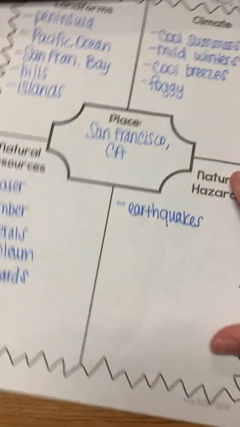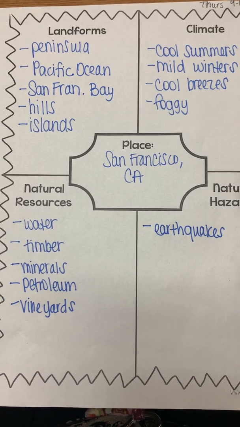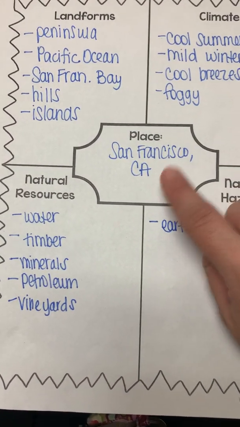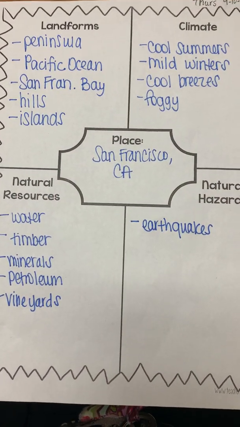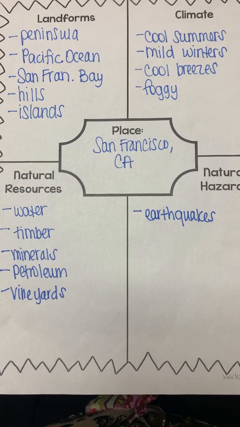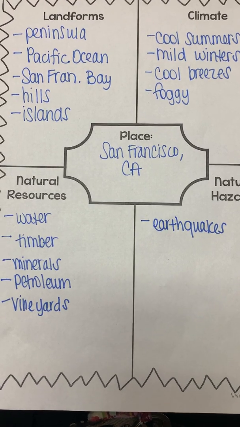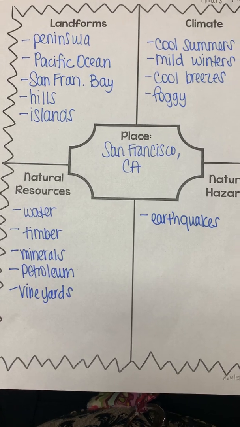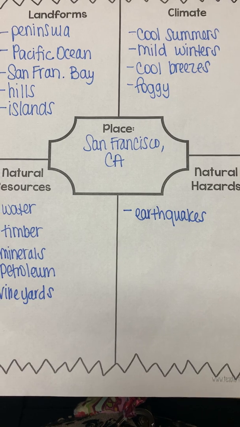And if I look at this, this is completely finished. Okay, so I've got everything kind of bullet pointed. Everything is nice and neat. I've got my place in the middle. I listed as much information as I could about San Francisco, California. And I feel like you should be able to do Phoenix, Arizona, and Honolulu, Hawaii on your own. Okay? Your parents can assist you with the reading.